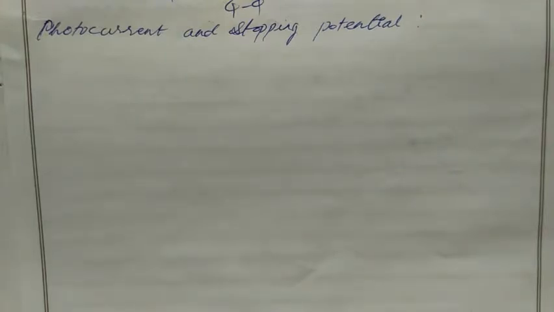In the last class we discussed photoelectric current, how photoelectric current is produced, and the relation between photoelectric current, work function, frequency, kinetic energy, and wavelength. All these topics we covered in the previous class. In this class we are going to discuss one important thing, stopping potential.